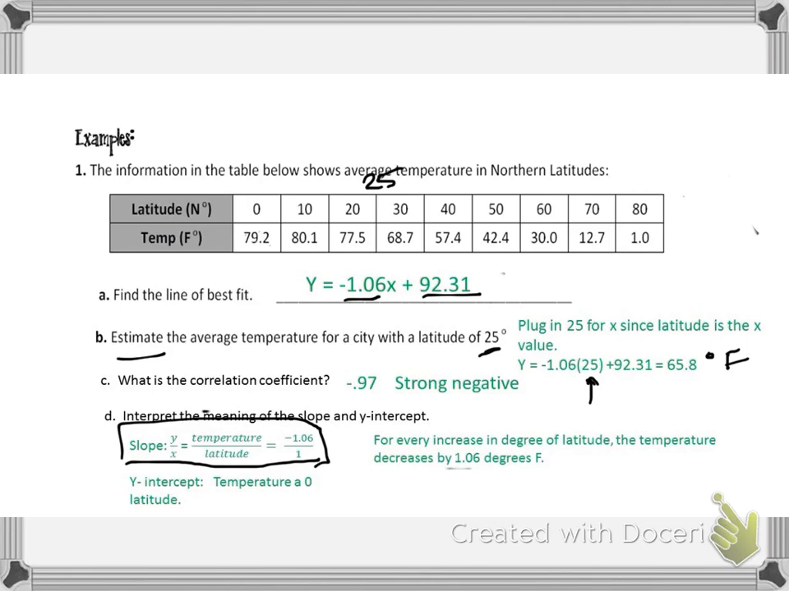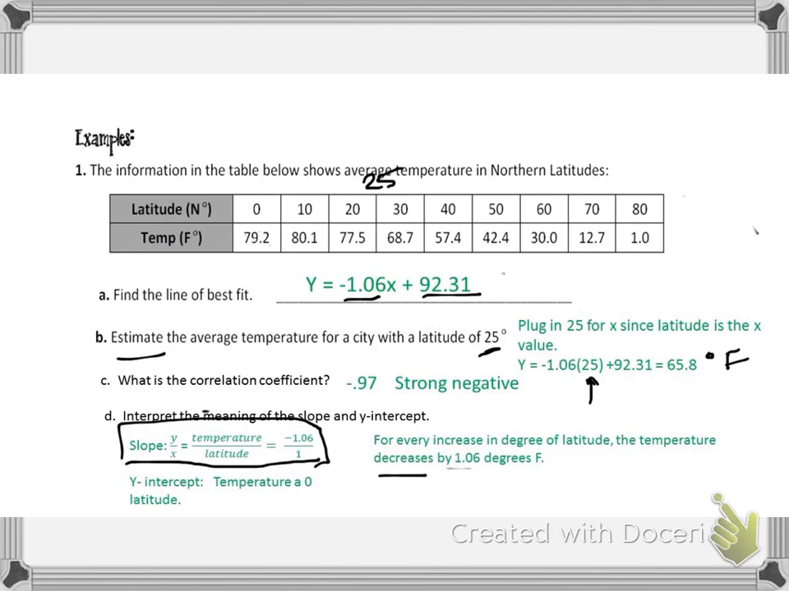Last, slope. I always do this when I talk about explaining slope. Slope is y divided by x. Well, for this problem, it is temperature over latitude. And my slope is negative 1.06 over 1. So this helps us explain it if we write it out like this. For every increase in degree of latitude, so for every 1 up on latitude, the temperature decreases by 1.06 degrees Fahrenheit. And I know it decreases because it is negative. My 1 is positive, my 1.06 is negative.